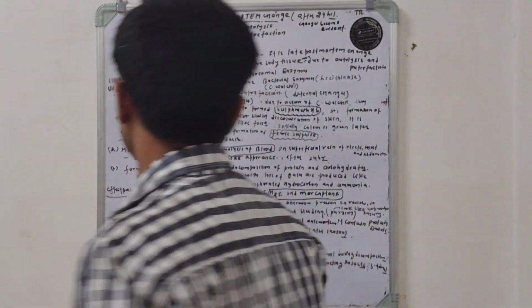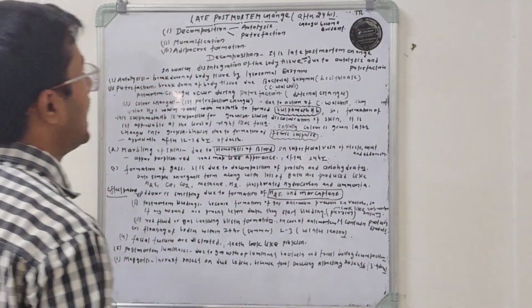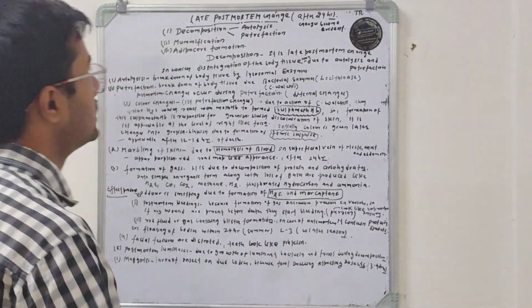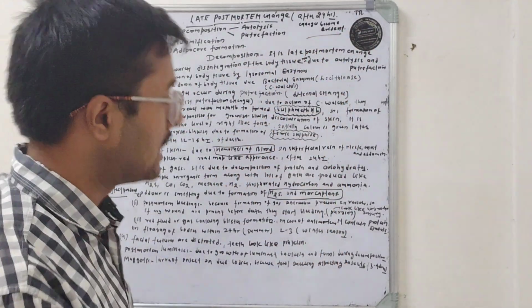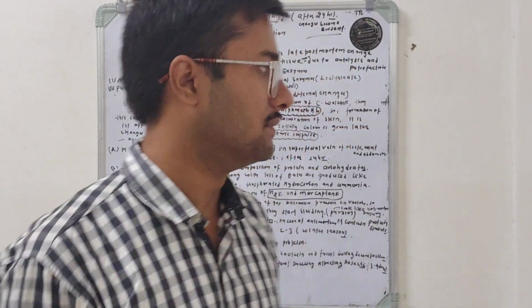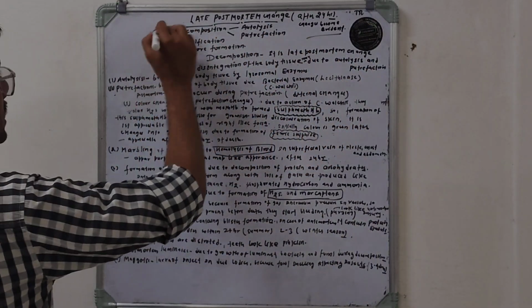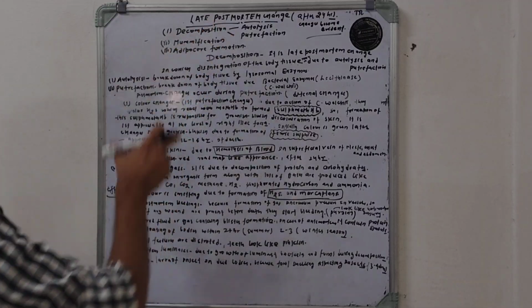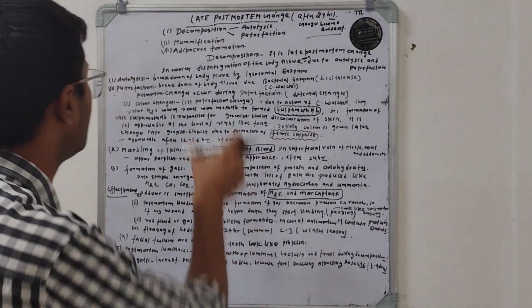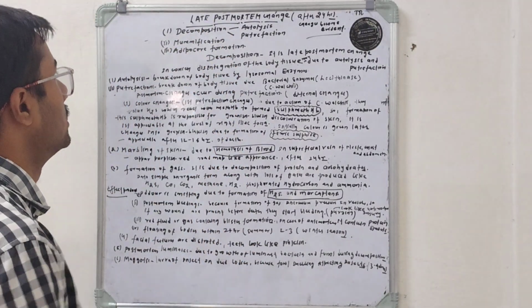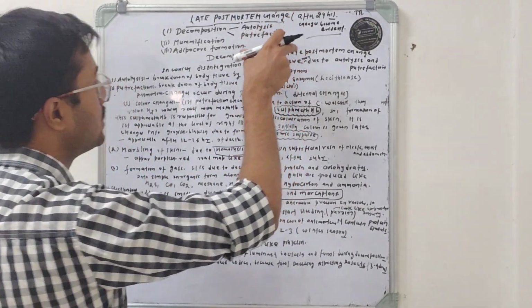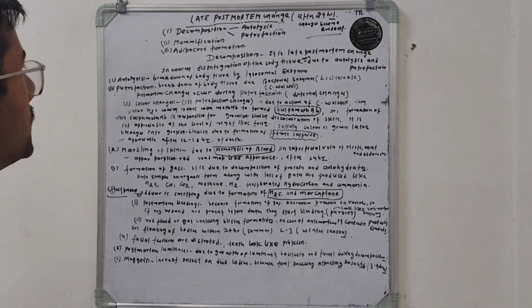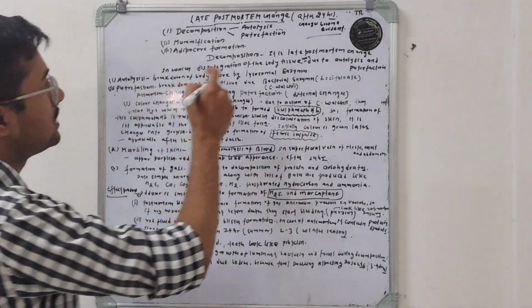So now we go to the reading section. In the reading section, we start the topic: late postmortem changes. These are changes that occur after 24 hours. After 24 hours, the changes are evident. They include three things: one is decomposition, second is mummification, and the third is adipocere formation. In decomposition, there are two further processes: one is autolysis, and the next is putrefaction. So we start with decomposition.